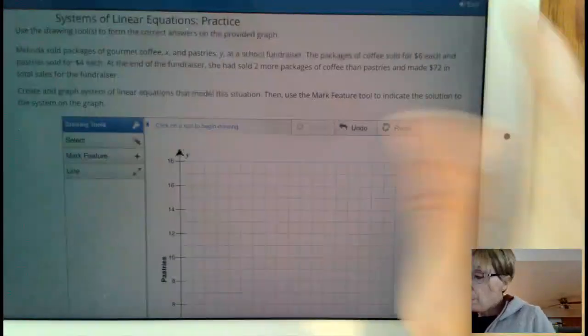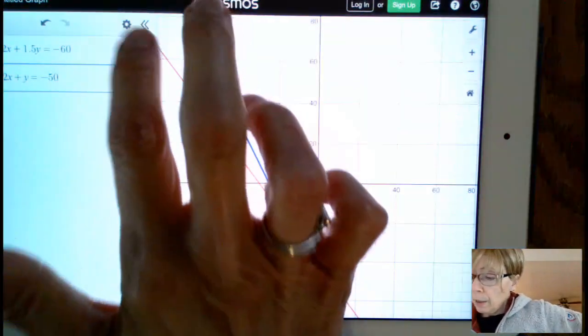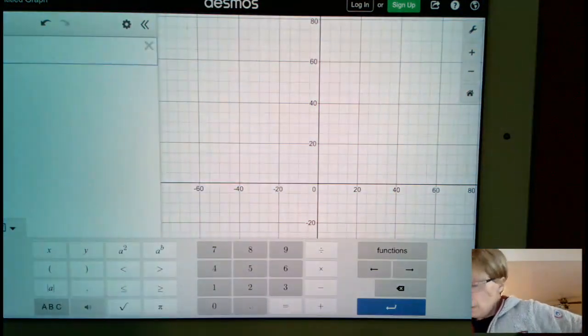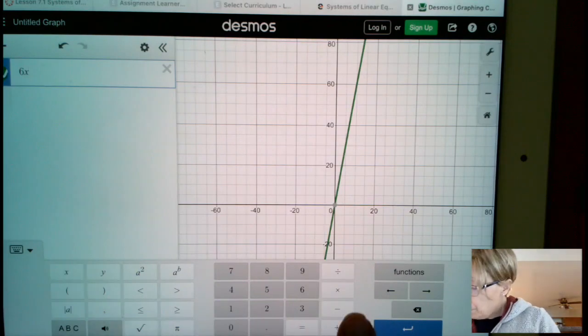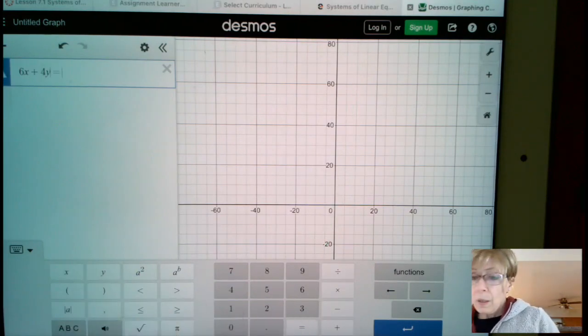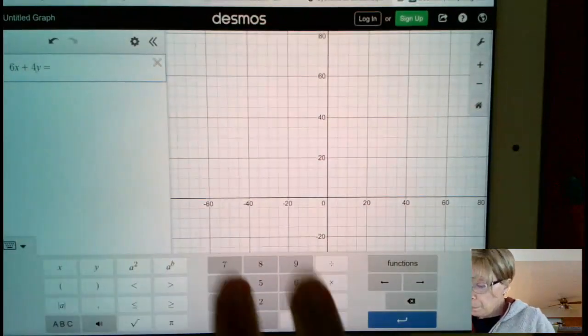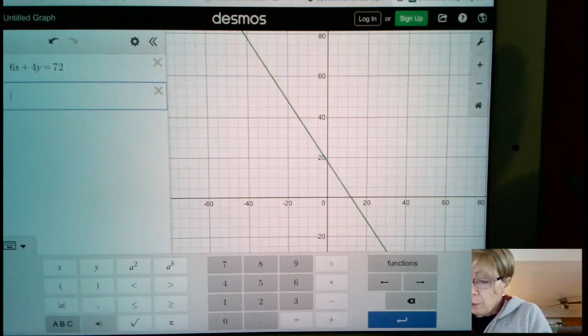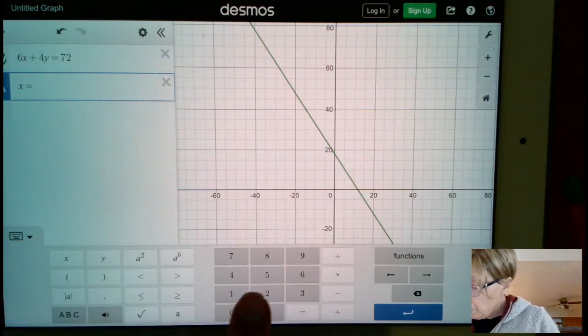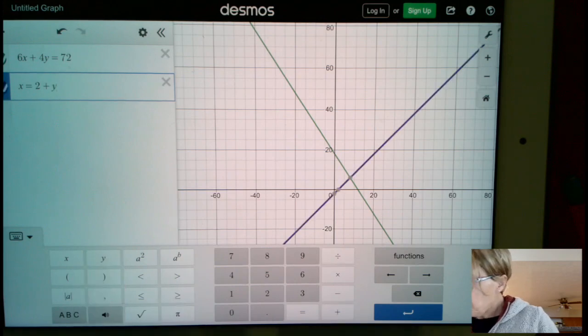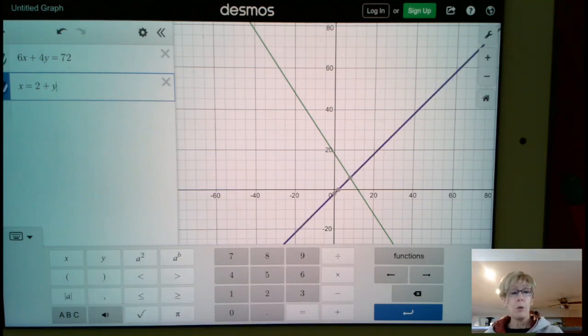So I'll flip that over here. Get rid of our last 2 problems there. And 6x plus 4y equals 72. Come on. And our second equation is x equals 2 plus y. So there are our 2 equations.